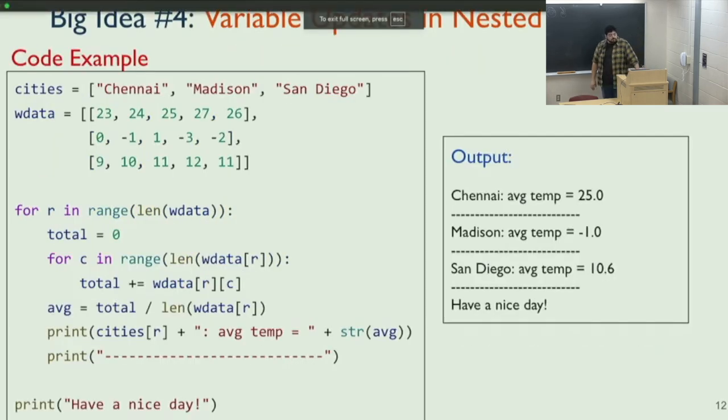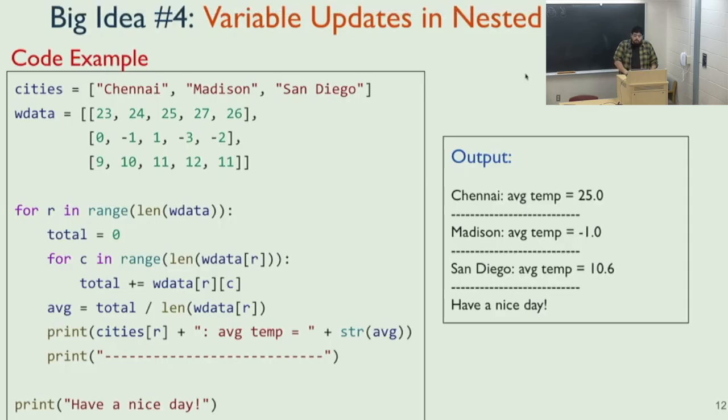We can also do some variable updates. Oh man, I only have 4 minutes left. Jeez, this is so quick. But this is the last big idea that we have for today. We can update the variables using a nested for loop, right?